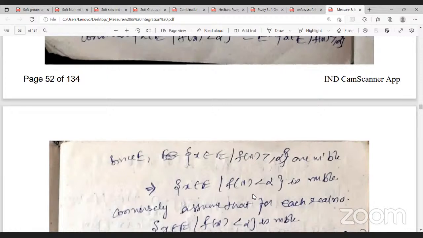If E is any set, then the function chi sub E, mapping R to R, is defined by: its value is 1 if x belongs to E, and 0 if x does not belong to E.